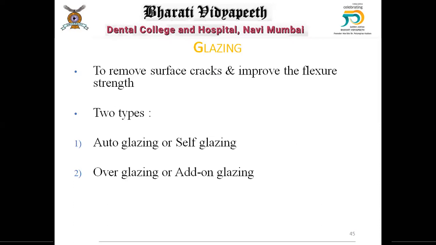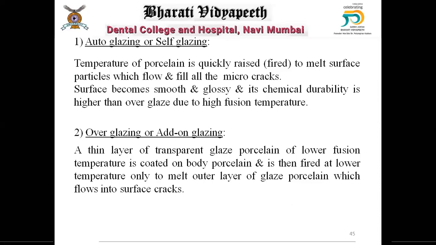So there are two types: autoglazing and overglazing. In autoglazing, the temperature of the porcelain is raised, and the surface particles flow and fill all the micro cracks. The surface becomes smooth and glossy, and its chemical durability is higher than what it used to have. So when the temperature is increased, the excess particles flow and fill up the micro cracks. This glazing also prevents crack propagation inside the ceramic, as the micro cracks are filled. Because it is very low in viscosity, almost a liquid, it can enter any sort of crack.